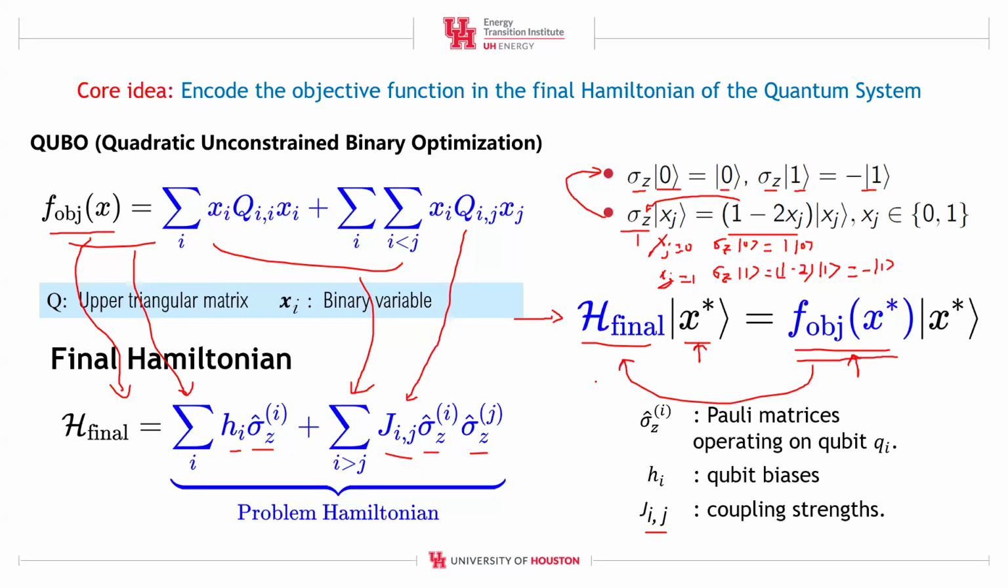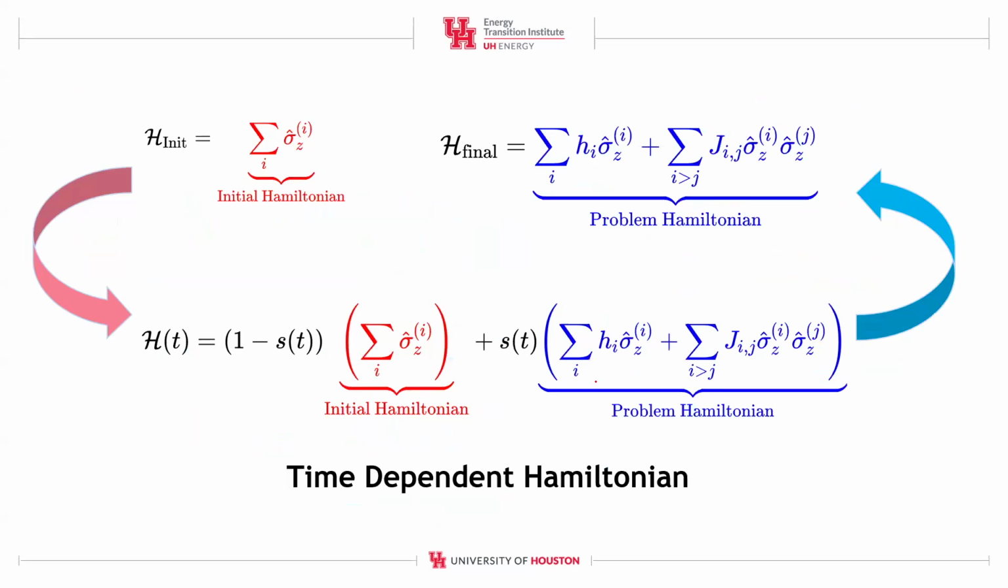As I said, we encode our optimization problem into this final Hamiltonian, but the quantum dynamics start from the initial and evolve to the final. So we need to further find the middle Hamiltonian. We start from here, the right part, the initial Hamiltonian, which is a very easy Hamiltonian. We can prepare the quantum system at this position very easily, and mathematically we can use the convex combination of the initial Hamiltonian and the final Hamiltonian to create this time-dependent Hamiltonian.